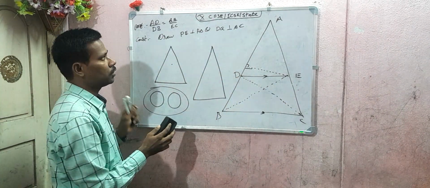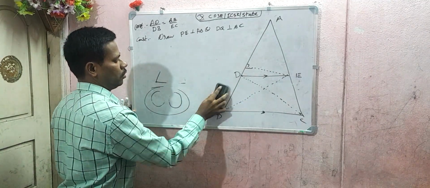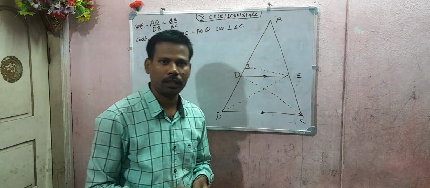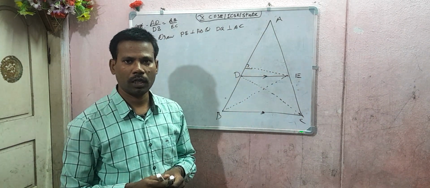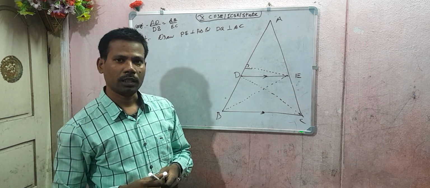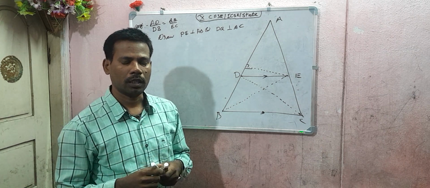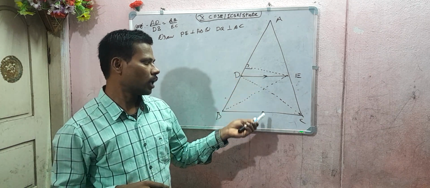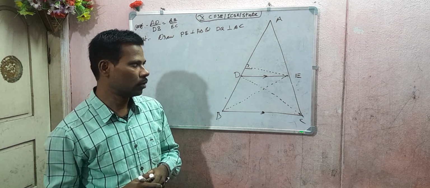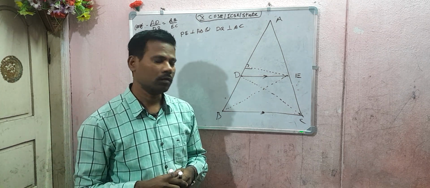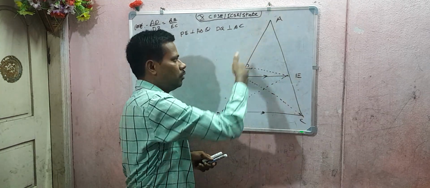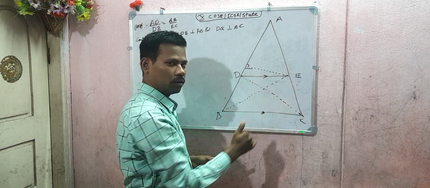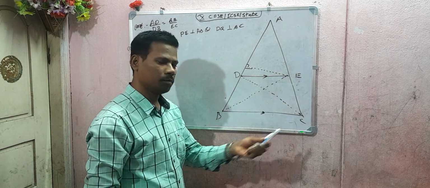Our first theorem is the basic proportionality theorem. What does it state? BPT, basic proportionality theorem. Take a triangle, any triangle, whether it is acute, obtuse or isosceles, and draw a line parallel to one side. Suppose this is the figure, ABC is a triangle. I am drawing one line parallel to this, so DE is parallel to BC.